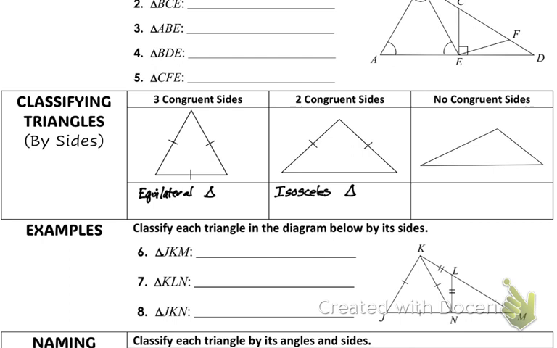Then maybe we're looking forward at stuff, but does anyone know what it's called if it's no congruent sides? It is called a scalene triangle.